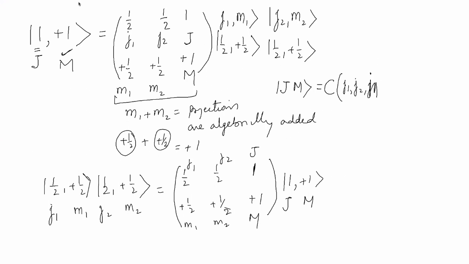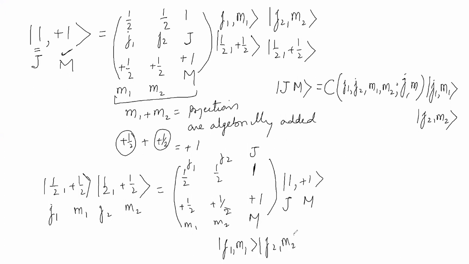or M1. Let me just write M1 M2, J M, and the states which we have formed from J1 M1, J2 M2, or equivalently J1 M1 J2 M2, this is equal to the same quantity here, J.